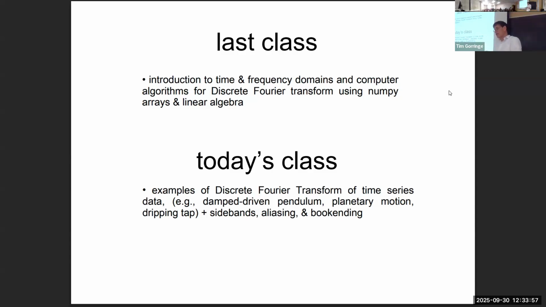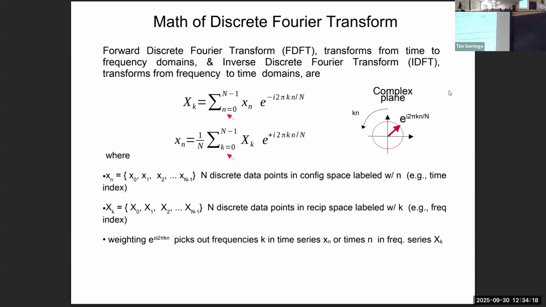I'll also mention today just a few very specific topics. I'll say a little bit about what sidebands are. I'll say a little bit about, again, what aliasing is, and what bookending is. These are topics that come up with Fourier transforms and Fourier analysis. I've got two slides from last class. I just wanted to remind us of this slide here and the next slide here, because these really summarize everything that we developed, the computational algorithm, the numerical method that we developed in the last class.